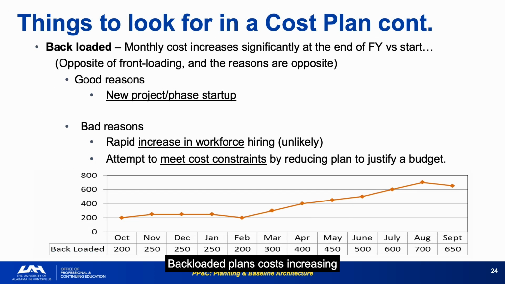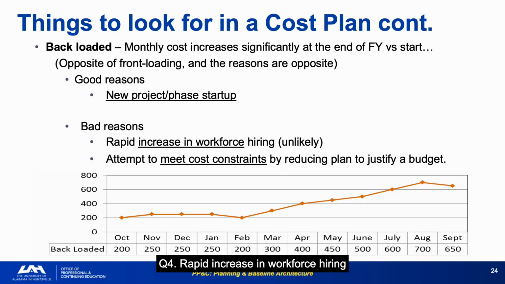Backloaded plans, with costs increasing significantly toward year-end, are the mirror image of front-loading, with legitimate causes such as new project startup, and problematic causes, such as artificial early-year cost reduction to demonstrate budget constraint. The illegitimate backloading case is an attempt to meet cost constraints by reducing the plan to justify a budget. This is the most common budget game. Show an apparently low early spend to justify the full-year budget request, then execute to the full requirement in Q4.